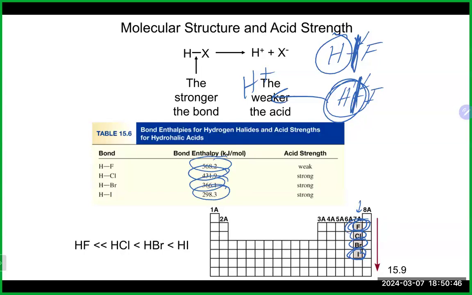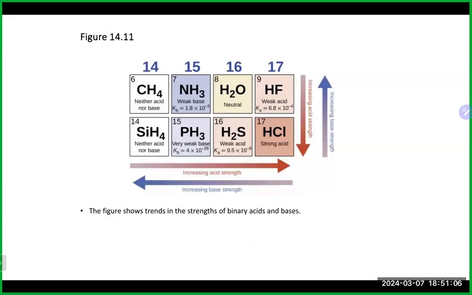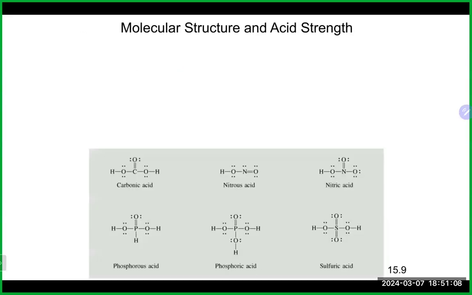And that's why those three to the right are our strong acids, right? Hydrochloric acid, hydrobromic acid, hydroiodic acid. And actually, hydroiodic acid is stronger because it has a much weaker bond energy than even hydrochloric acid. People kind of think hydrochloric acid is always the top one, but it actually increases as you go down. And that's what we see here as well.